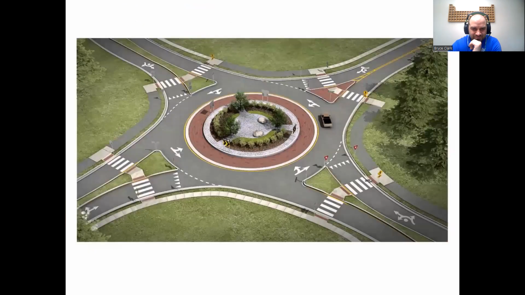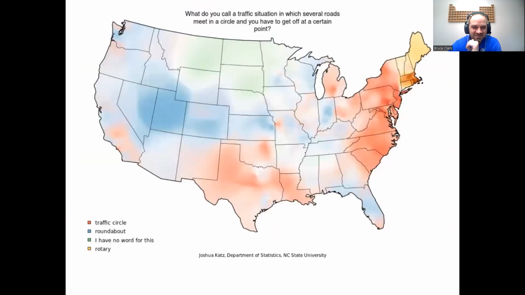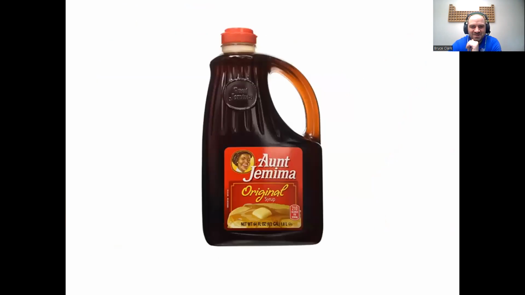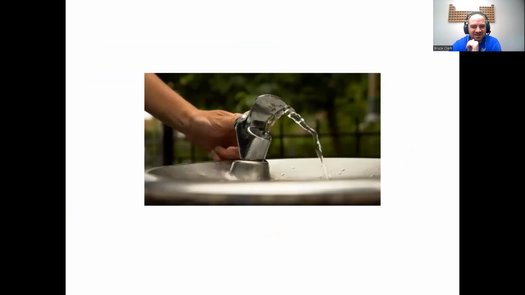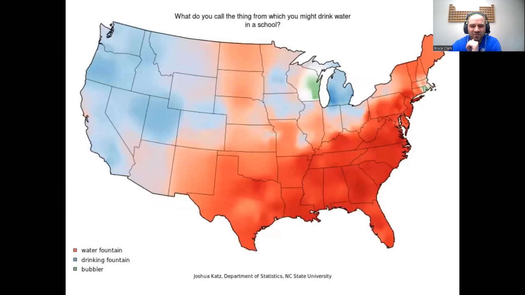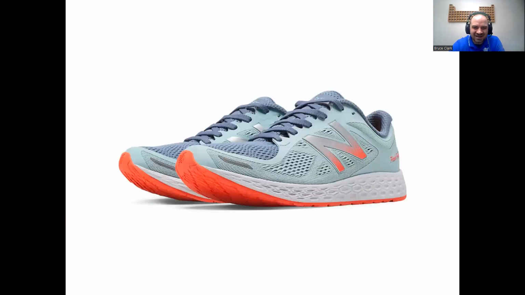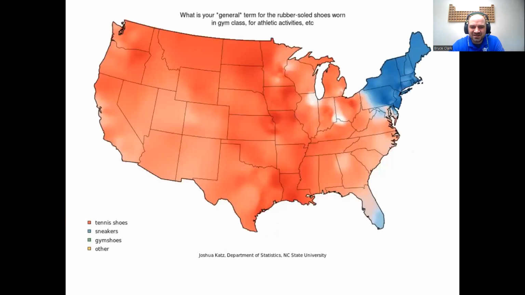Roundabout or a rotary circle are a lot of things. Interesting. Syrup or syrup, different pronunciations slightly there. This one's interesting. A water fountain or a drinking fountain. Unless you're from Milwaukee area, Wisconsin, you call that a bubbler. So that can be a confusing thing as you're trying to figure out what the heck a bubbler is. Pair of shoes like this, a lot of us call them tennis shoes, even though we never play tennis in them. Some people call them sneakers.